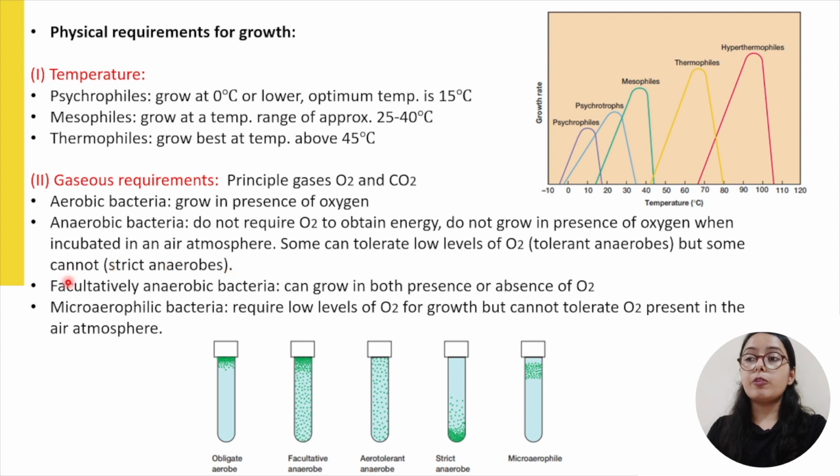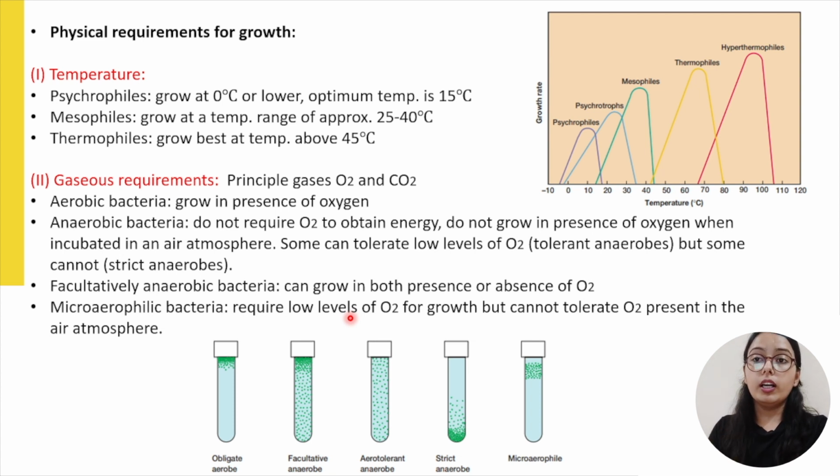anaerobes. Now the next type of bacteria is facultative anaerobic bacteria, and these are those bacteria which can grow both in presence or absence of oxygen, and they are not really bothered by the presence or absence of oxygen, and that's why they are called facultative anaerobic bacteria. The other type of bacteria is microaerophilic bacteria. These are those bacteria that require a low level of oxygen for growth but cannot tolerate oxygen present in the air atmosphere.